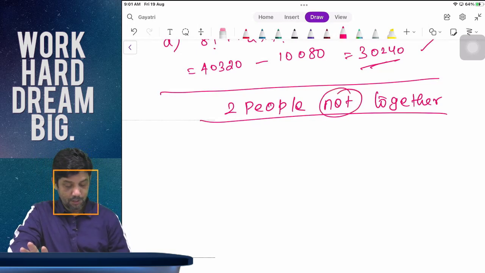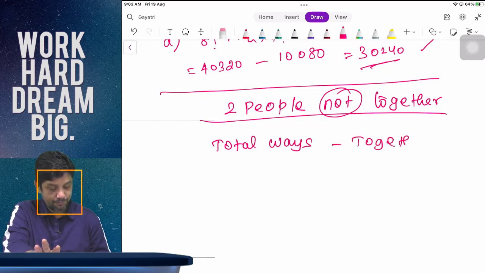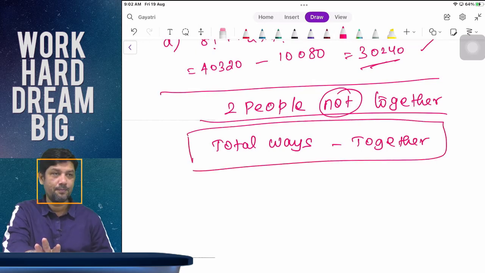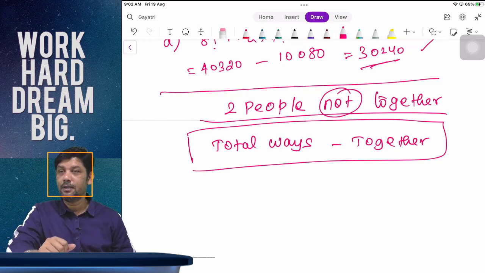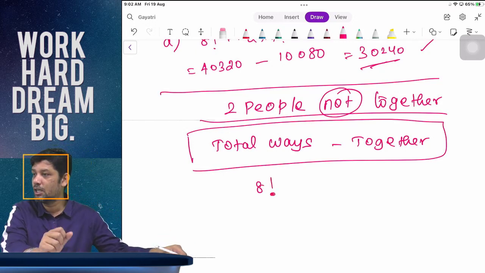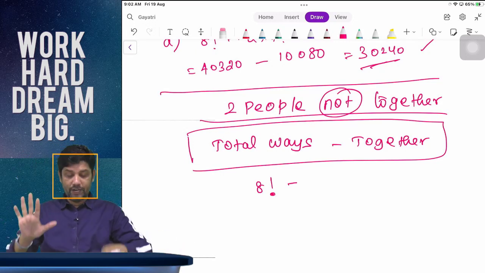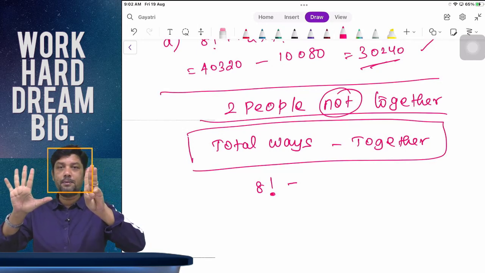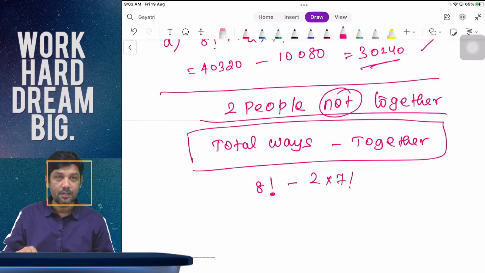Okay, now listen here. Total ways minus together. This is one formula. Now tell me, my dear, how many papers are given? 8 papers. So 8 papers can be arranged among themselves in 8 factorial ways. Am I right, my dear? This is total ways, minus together. Sir, out of 8 papers, 2 papers are together. Tell me, my dear: 2 factorial into 7 factorial. Is it 2 into 7 factorial? The answer is given there.